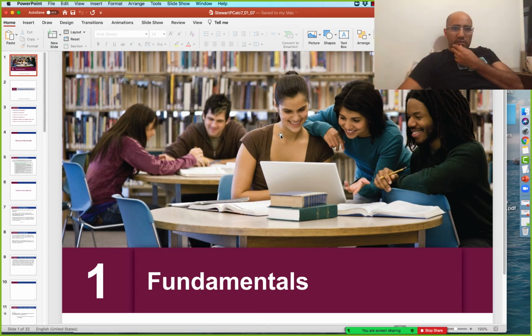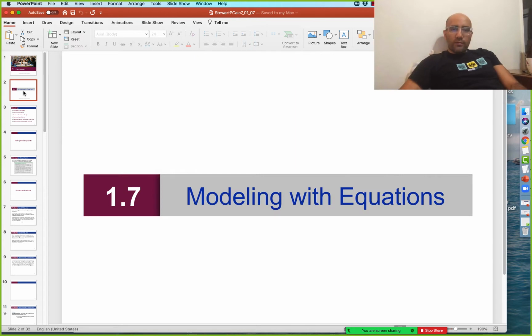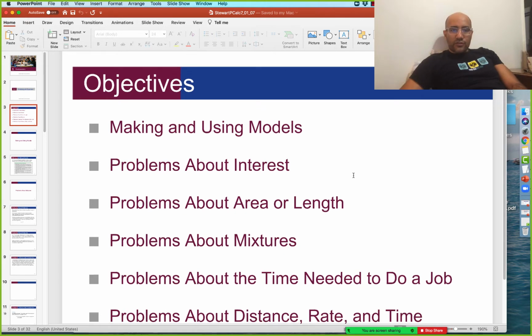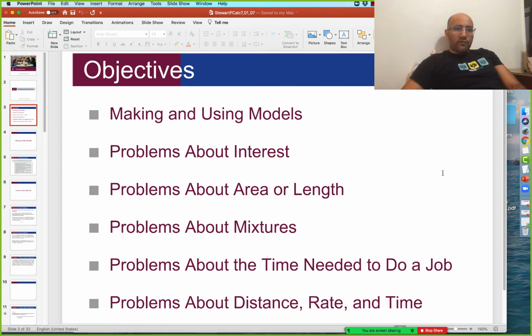Okay, cool. Let's get started. The next section we're going to cover is section 1.7, which is modeling with equations. In this section, you'll look at situations where you face word problems that involve interest, areas and length, mixtures, things about time and how to complete a job, and then a few others involving distance, rate, and time.